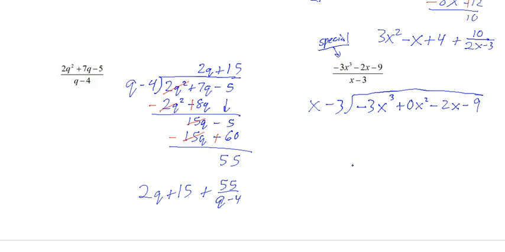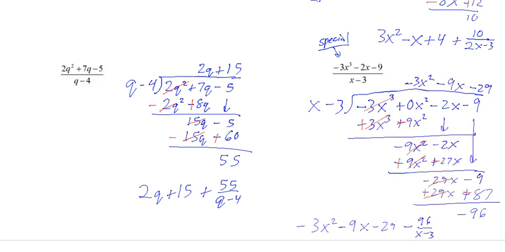All right, so let's try this. Well, now you can try it. There we go. Now that there's a 0x squared, remember, make sure you place them in the correct location, and they should line up. Give it a shot. Hit pause. All right, and there's the answer.